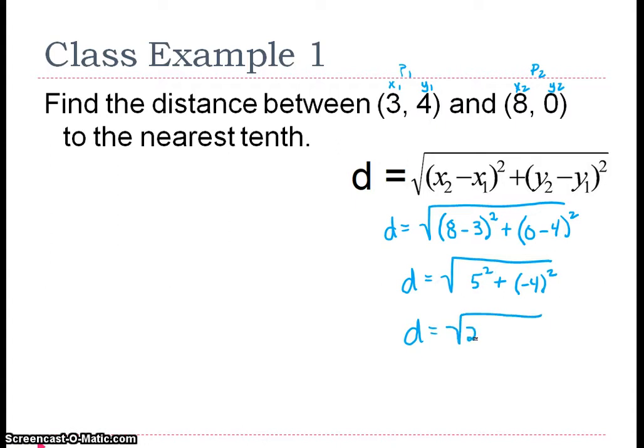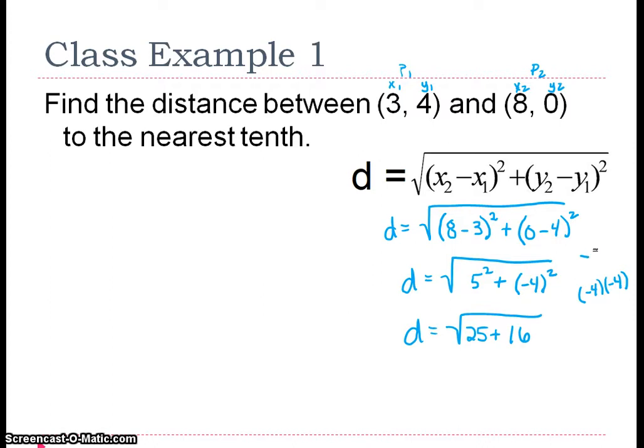5 squared is 25. Negative 4 squared. Now, if you don't enter this into your calculator correctly, your calculator is going to lie to you. What does it mean to square something? It means to multiply it by itself. So this is negative 4 times negative 4. A negative times a negative is always a positive. And then 4 times 4 is 16. So you should get positive 16. Okay? You will not get a negative number.